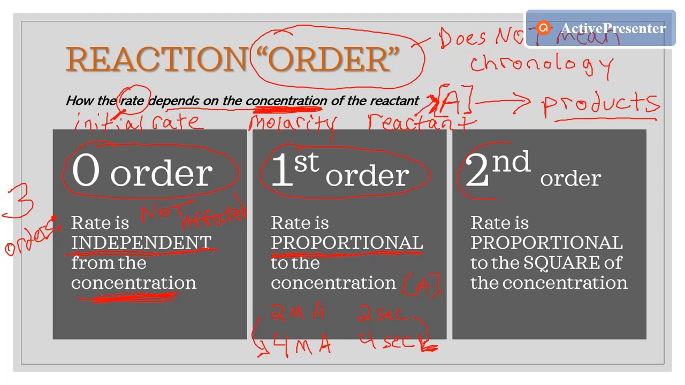Now the second order is kind of like the first order. The rate is affected by the concentration of the reactant, and it's also proportional, but it's proportional to the square of the concentration. And I'll show you on this next page an example of this.